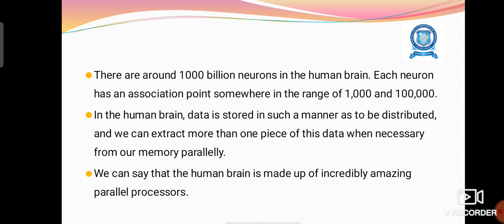There are around 1000 billion neurons in the human brain. Each neuron has an association point somewhere in the range of 1000 to 1 lakh. In the human brain, data is stored in a distributed manner, and we can extract more than one piece of this data when necessary from our memory in parallel. We can say that the human brain is made up of incredibly amazing parallel processors.